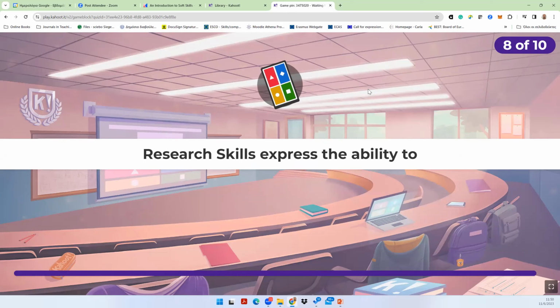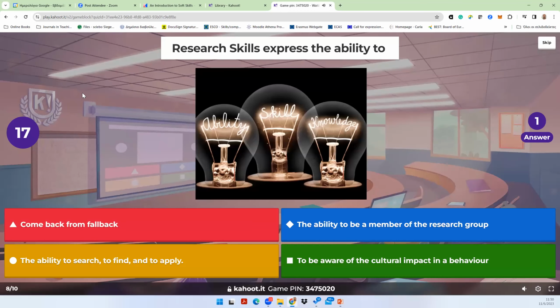Research skills express the ability to come back from fallback, the ability to search, to find, and to apply, the ability to be a member of a research group, to be aware of cultural impact in a behavior.